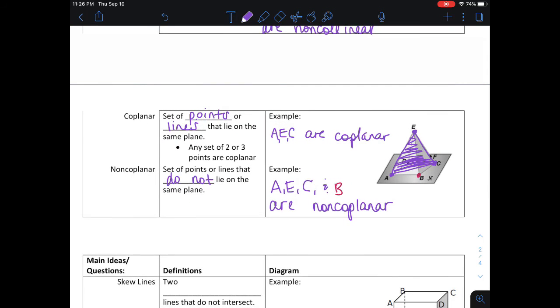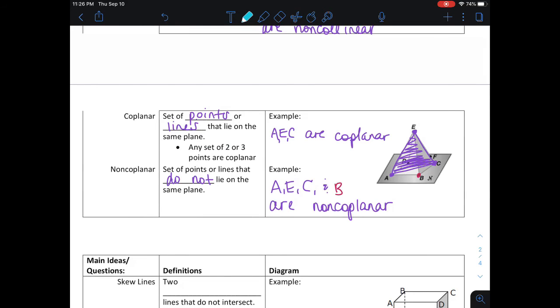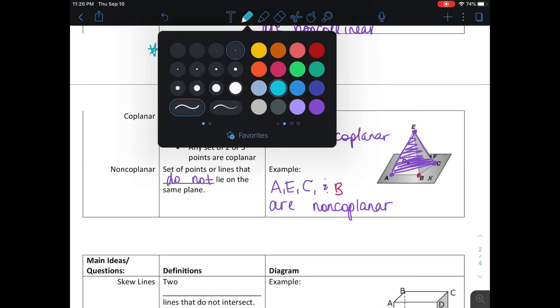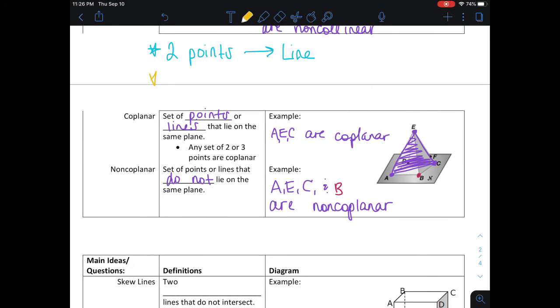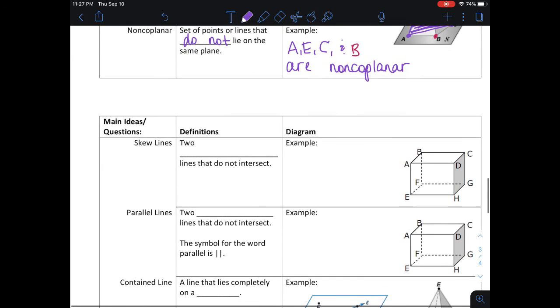All right, so real quick before I continue, I'll use a different color to emphasize what I'm saying. 2 points always automatically make a line. And 3 points always automatically make a plane, or are coplanar. Very important. All right, moving on.